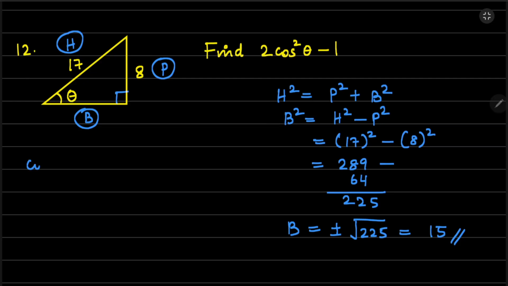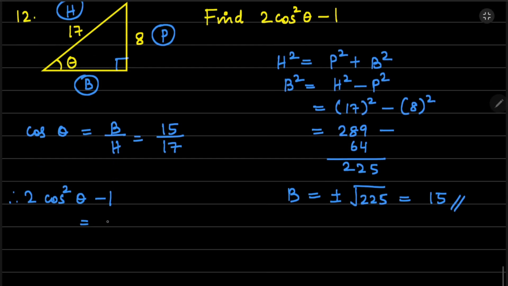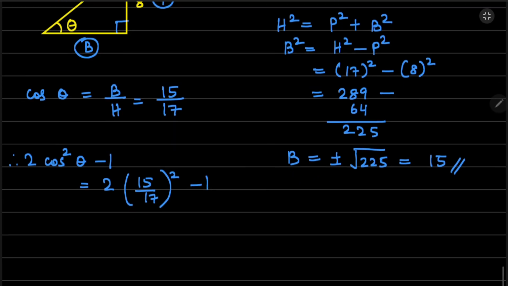Now let us calculate what is cos theta. Cos theta is b by h. What is b? We just calculated 15. What is h from the figure? It is 17. But what are you asked? You are asked 2 cos square theta minus 1. So just substitute: 2 into cos square, 15 by 17 the whole square, minus 1.